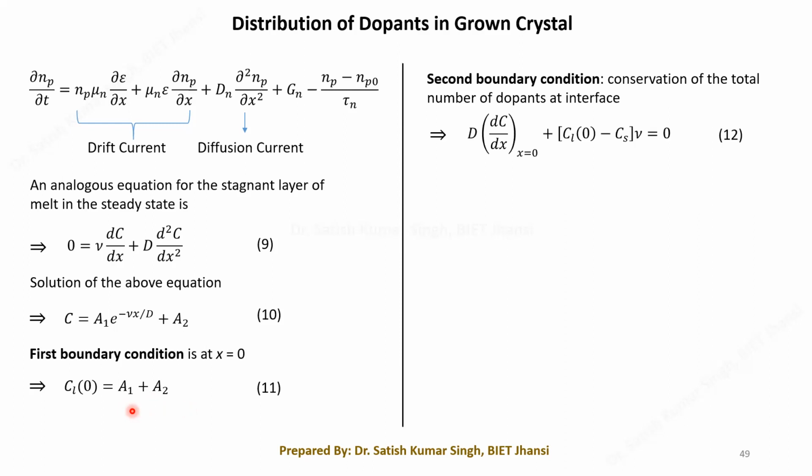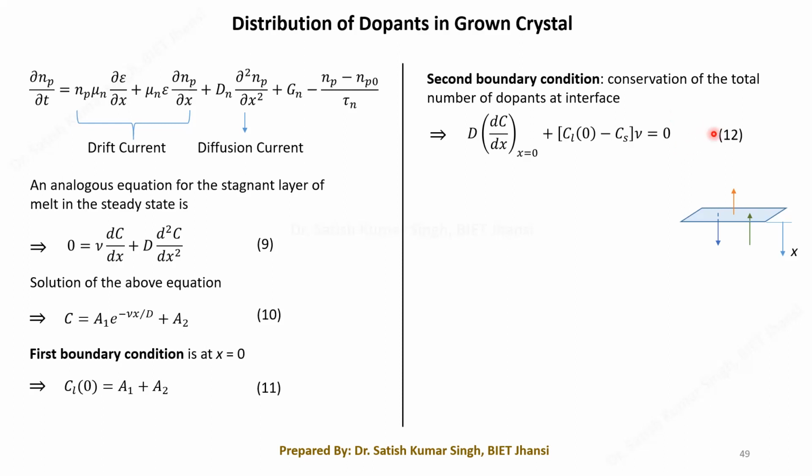Please try to look at this equation. I'll be explaining with this particular picture. So this second boundary condition says that it is the conservation of the total number of dopants at the interface. Because we are saying this number of dopants should be conserved. It can neither be created nor be lost, so it should follow the conservation rule.